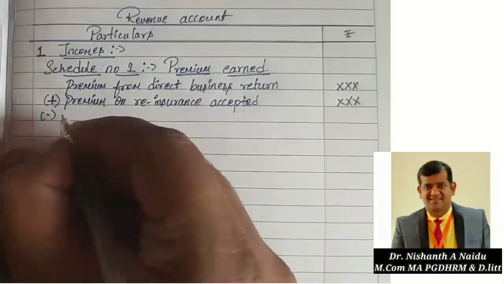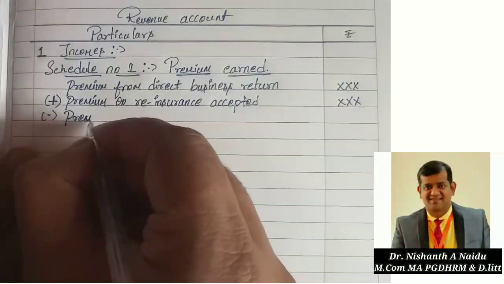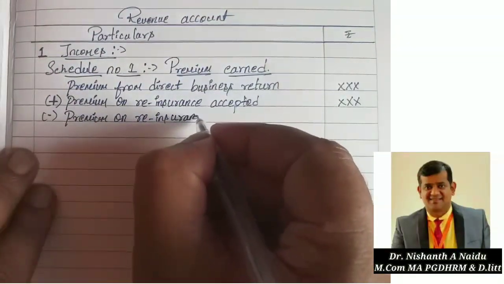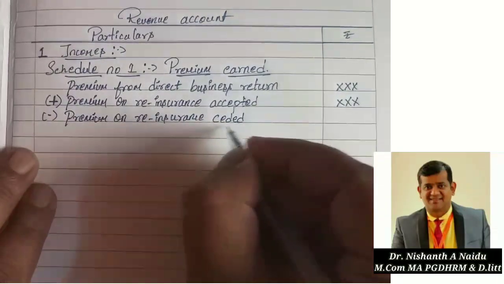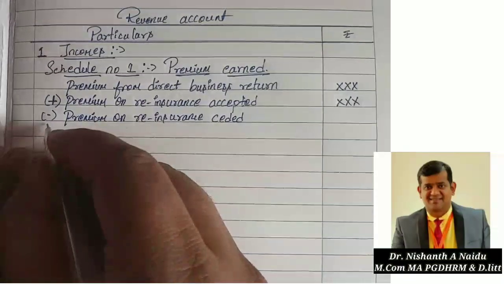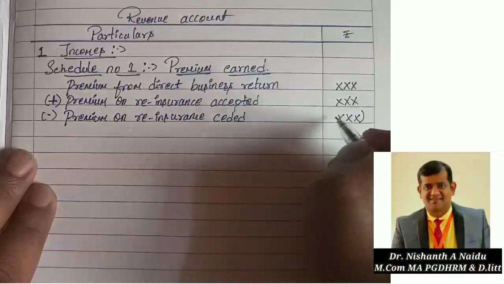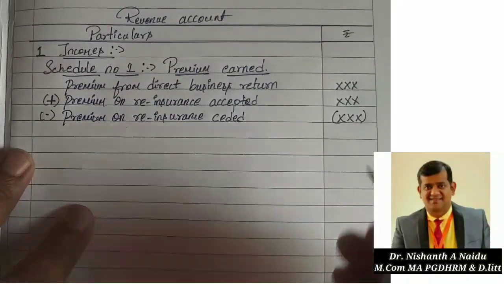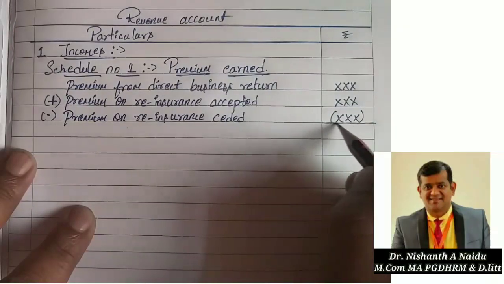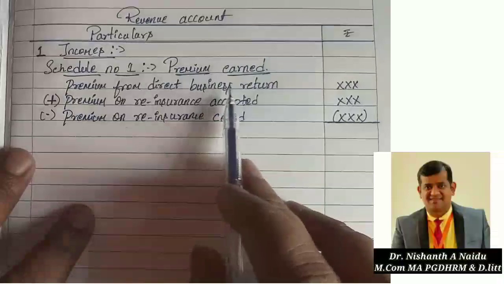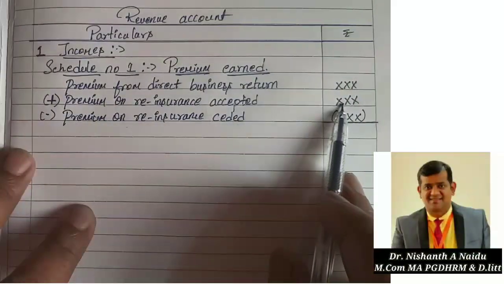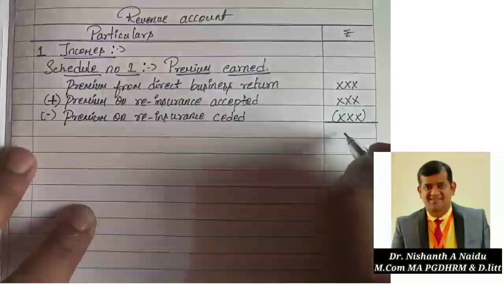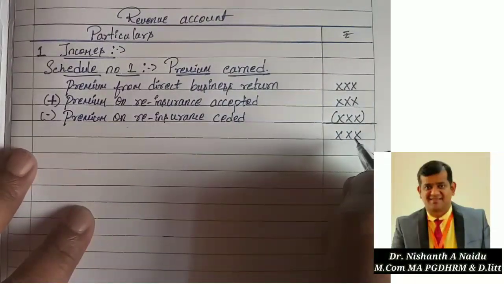Next is deduct. What to deduct? Premium on reinsurance ceded. Remember this word: premium on reinsurance ceded is always deducted. Whenever you deduct an amount, write it in brackets so that it is understood to be a minus figure. So add premium from direct business return to premium on reinsurance accepted, then deduct premium on reinsurance ceded, find the balance and write the balance here.